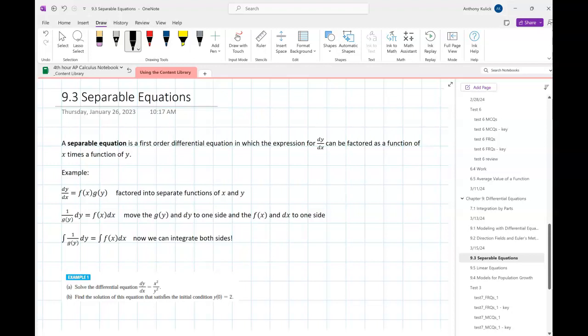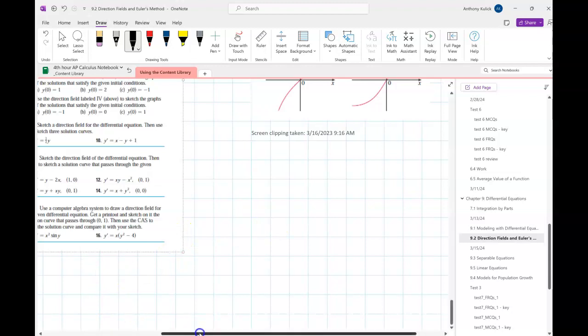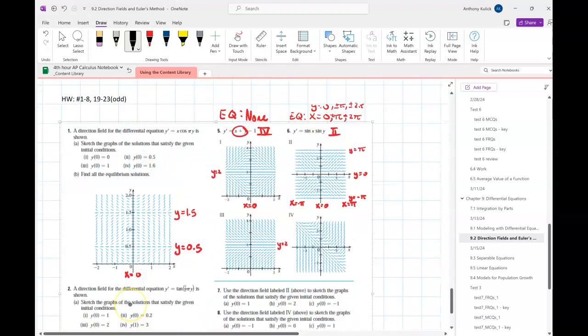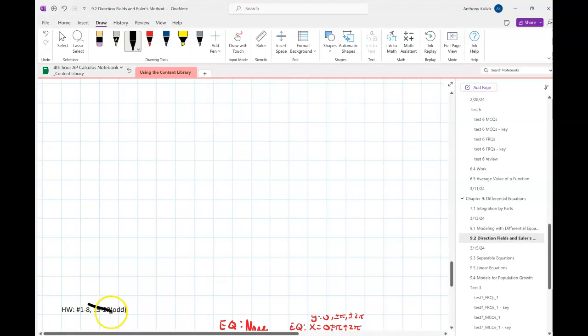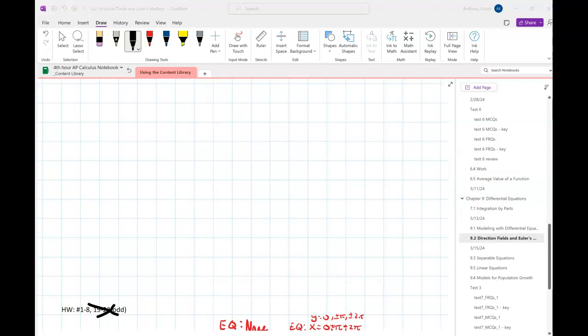So, yes, please. I just have a question for 9.2, the whole second part of the homework. Oh yeah, I shouldn't have asked you to do that because we didn't do Euler's. So whatever, 19 to 23, you should skip that. Yep, because it's asking you to do Euler's method, and I skipped doing that.